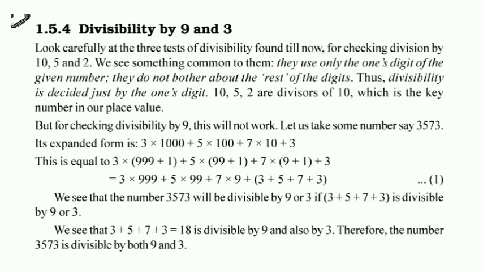Divisibility by 9 and 3, both are similar. If the sum of digits of that number is divisible by 3, then we can say the whole number is divisible by 3. Similarly, if the sum of digits is divisible by 9, then we can say that the number is divisible by 9. So here they have given some examples, go through them.